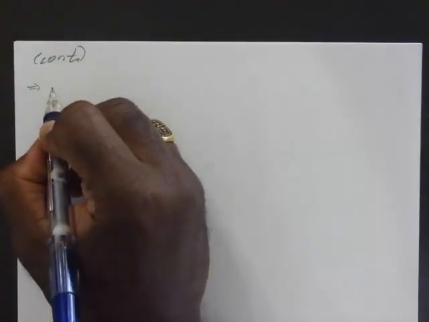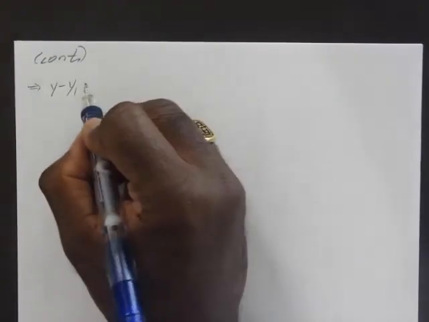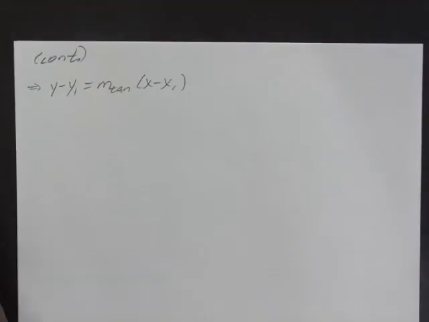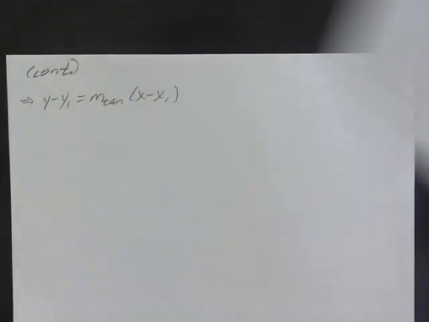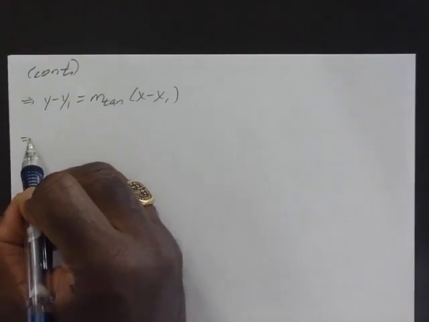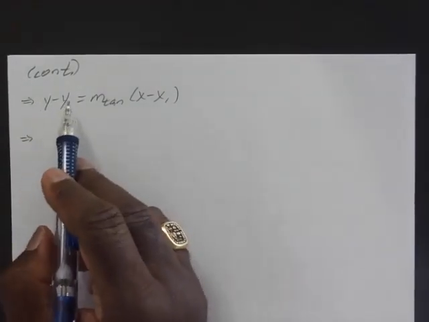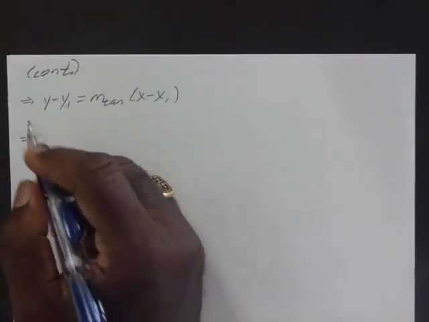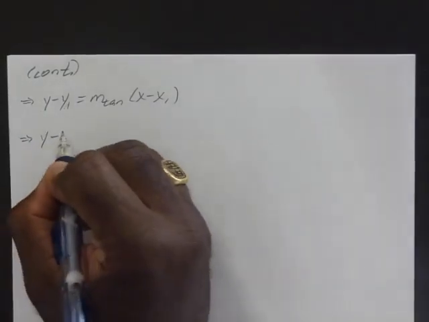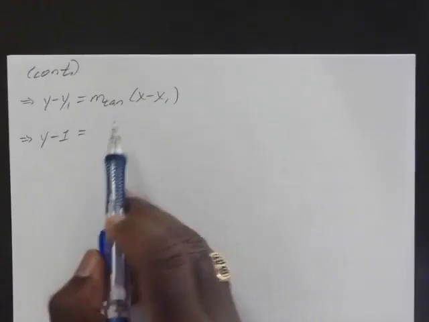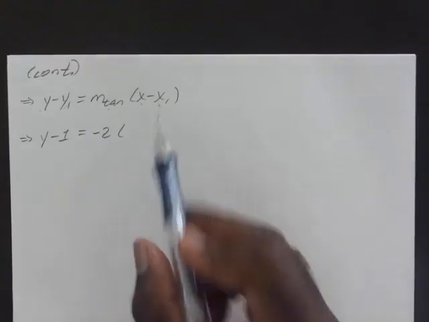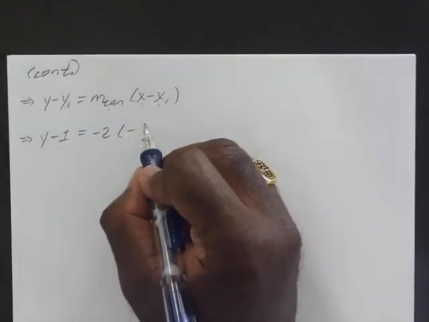Okay, so if we go back to our point slope formula, we just have to plug in everything that we know. So y minus y1, we know our y1 is 1, is equal to the slope of the tangent line, which is negative 2, times x minus x1, which is x minus pi over 4.